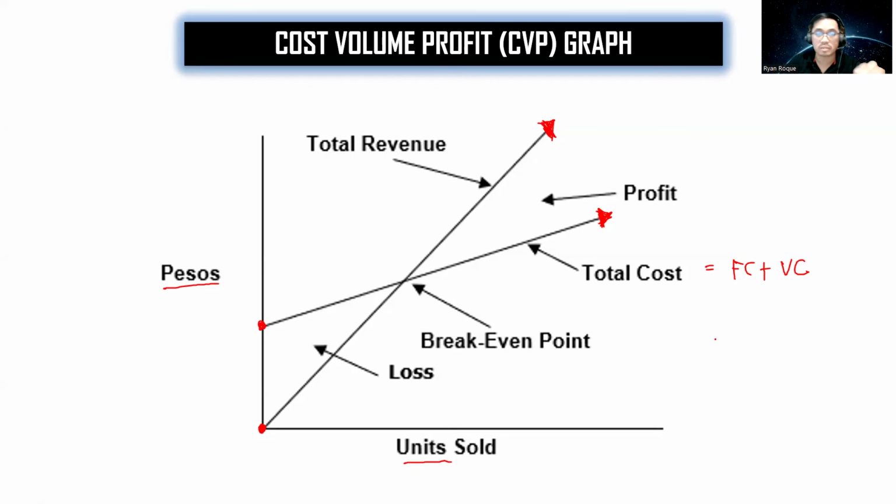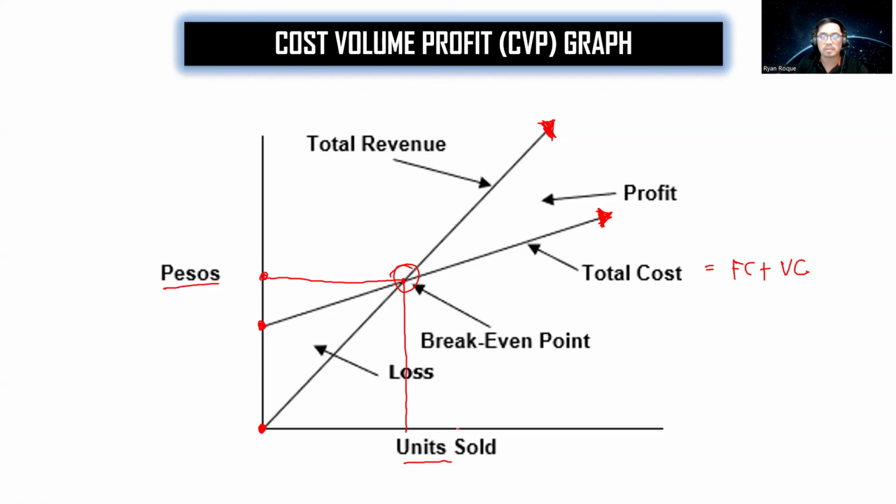And when these two lines, the total revenue and the total cost lines, intersect, this is what we call the break-even point, meaning the total revenue is equal to your total cost. So there is a break-even point in terms of sales, or in peso, and a break-even point in terms of the number of units.